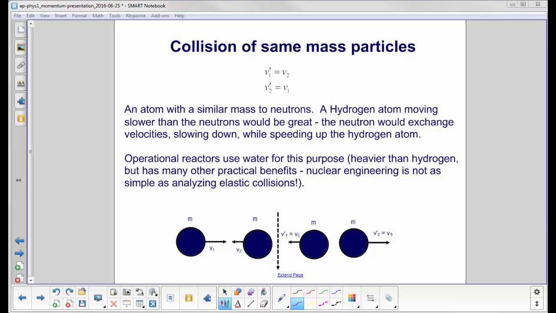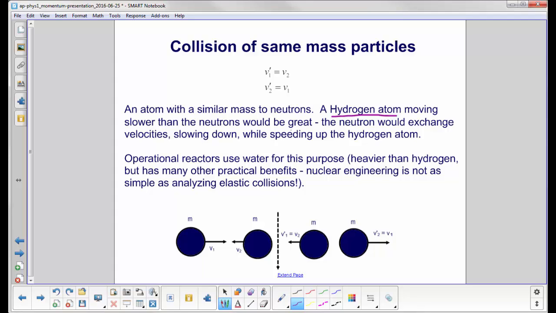If you have other objects of an equivalent mass to the neutron moving at a slower speed, when these high-speed neutrons contact them, they will exchange velocities. The neutron will slow down, and this other material or object will speed up. A hydrogen atom would be perfect. If you had a slow-moving hydrogen atom, the neutron would exchange velocities, it would slow down, and the hydrogen atom would speed up, but you don't care about that. You don't need that for fission.